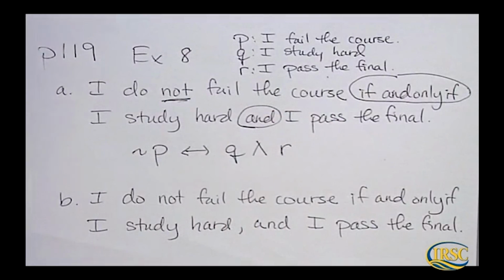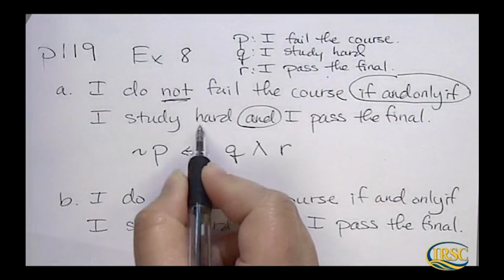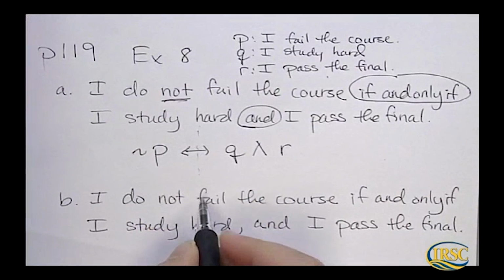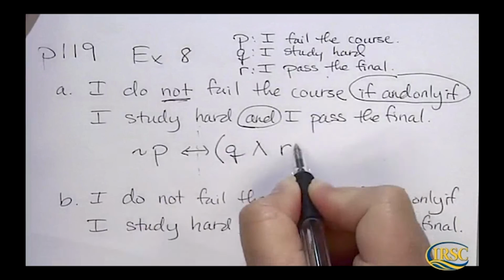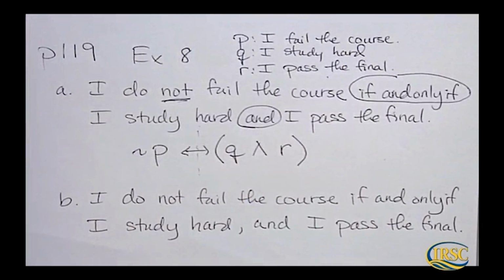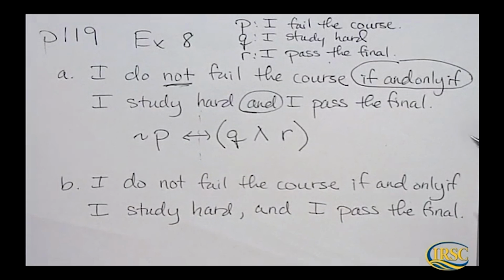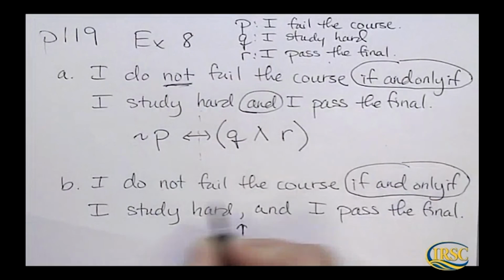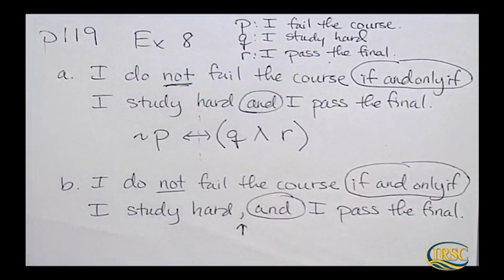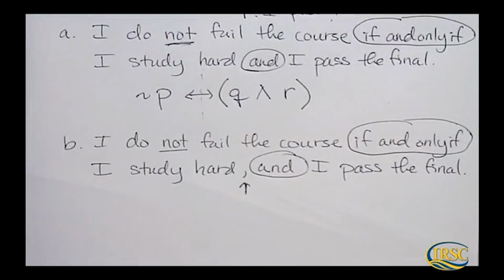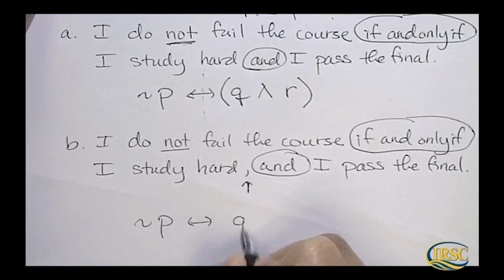Okay, so which one is the most dominant symbol? The biconditional, the if and only if. So I'm going to split it right here. So notice that that means I need parentheses around this part on the right. Now, we already stated that the only difference between these two sentences was what? A comma. Okay, so I have the same keywords in here. And so symbolically, I'm going to rewrite this the same way.